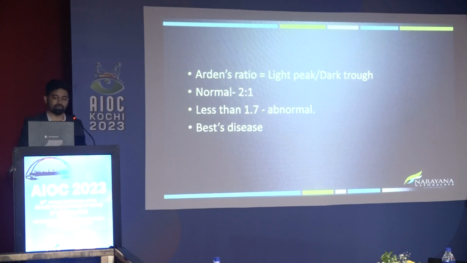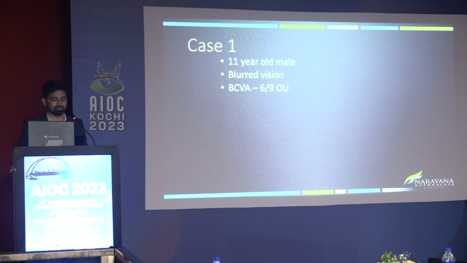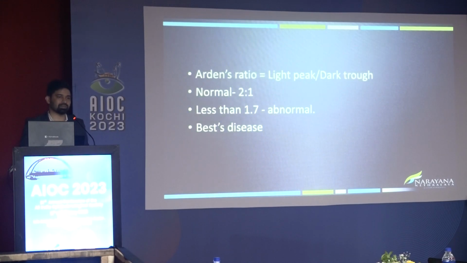And how is this base resting membrane potential maintained, which is the layer responsible for this? Retinal pigment epithelium. So whatever disease affects the retinal pigment epithelium in isolation will affect the electrooculogram.